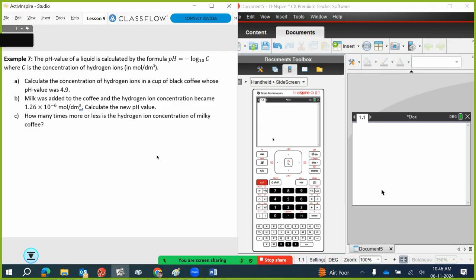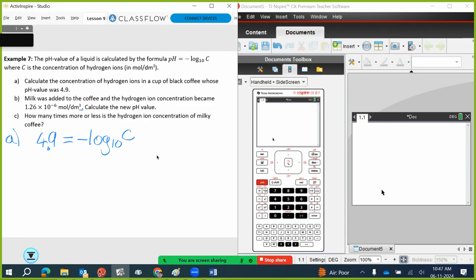Okay, so the pH value of a liquid is calculated by the formula pH equals minus log base 10 of C, where C is the concentration of hydrogen ions in moles per liter. Decimeters cubed is a liter. So moles per liter or moles per decimeter cubed. Calculate the concentration of hydrogen ions in a cup of black coffee whose pH value was 4.9. So for part A, we're going to set up the equation using the model 4.9 is equal to minus log base 10 of C. And we have to calculate what C is.